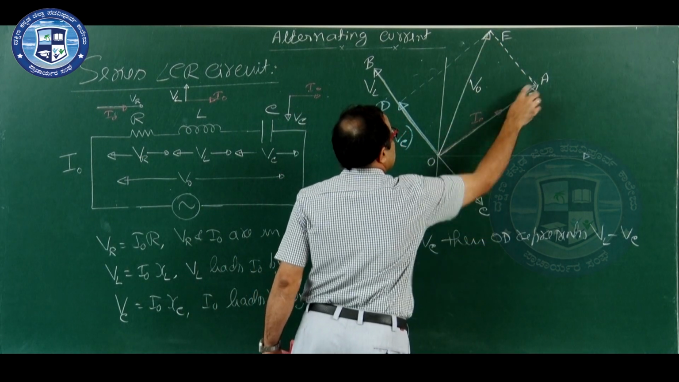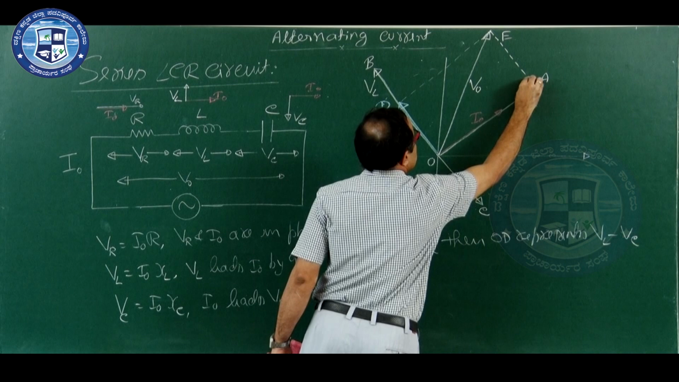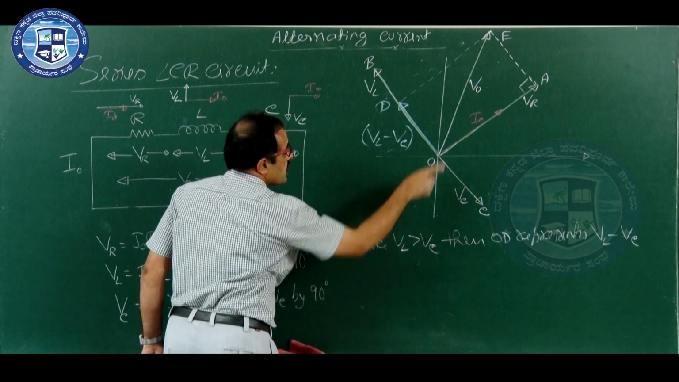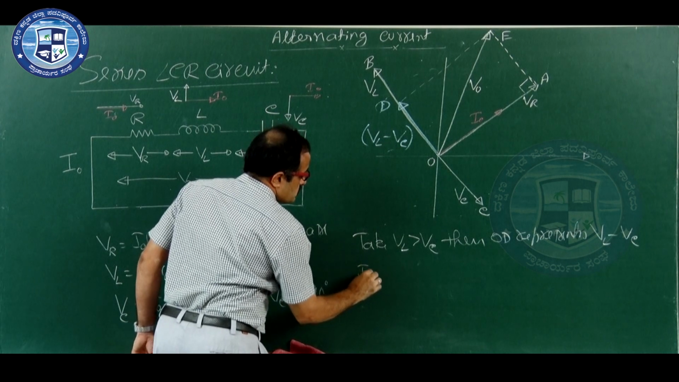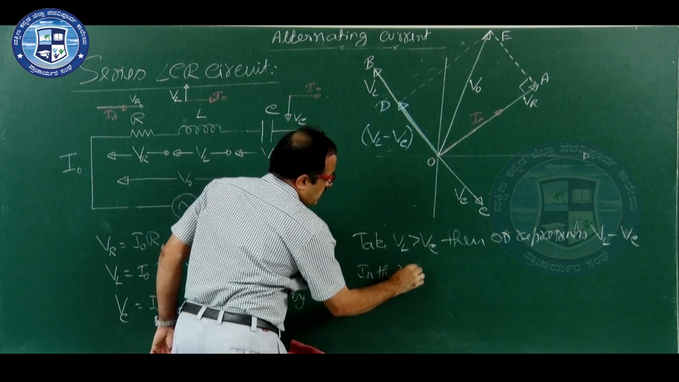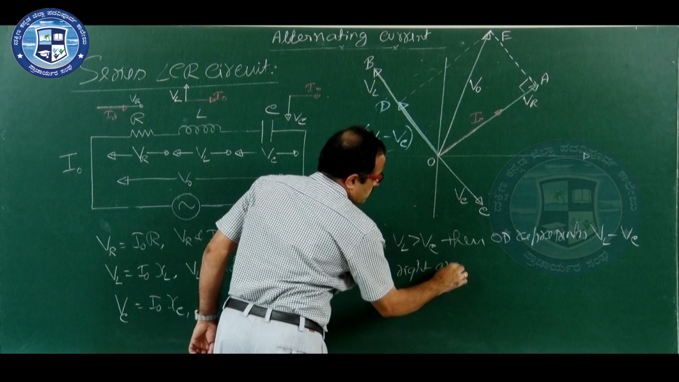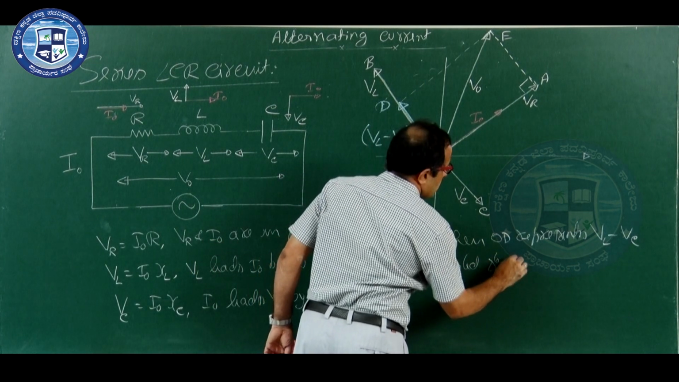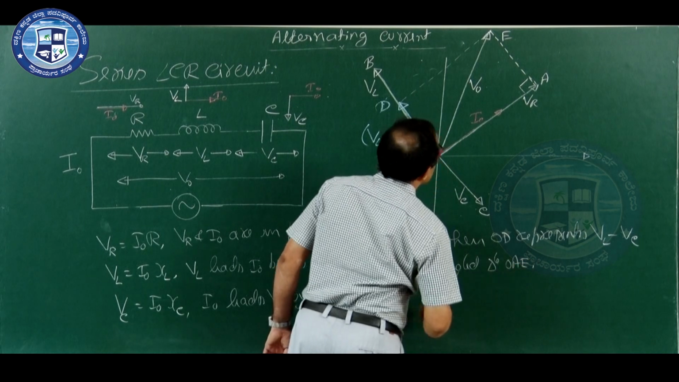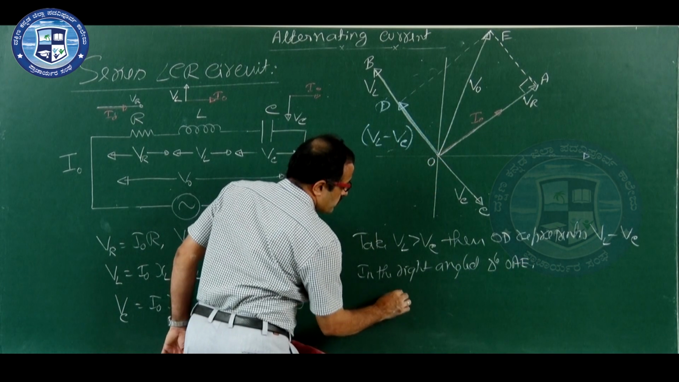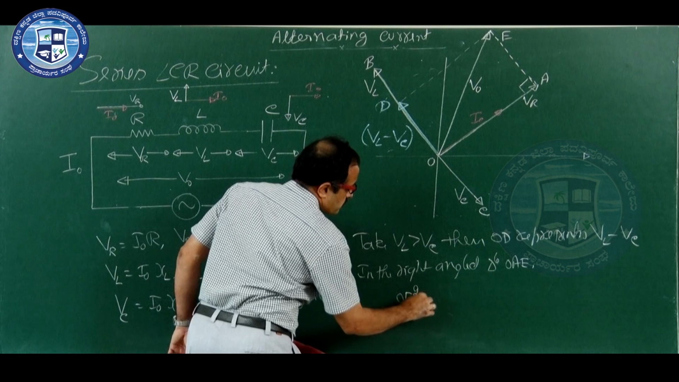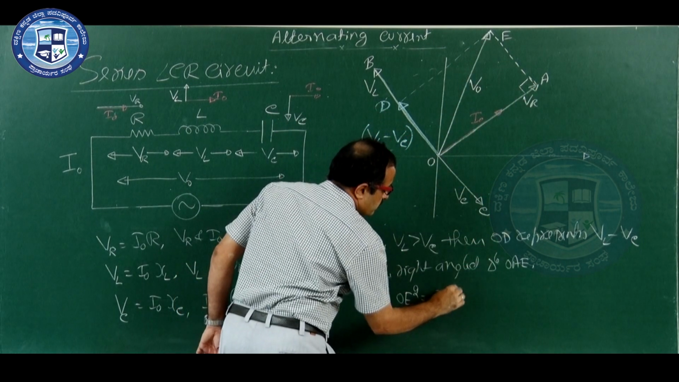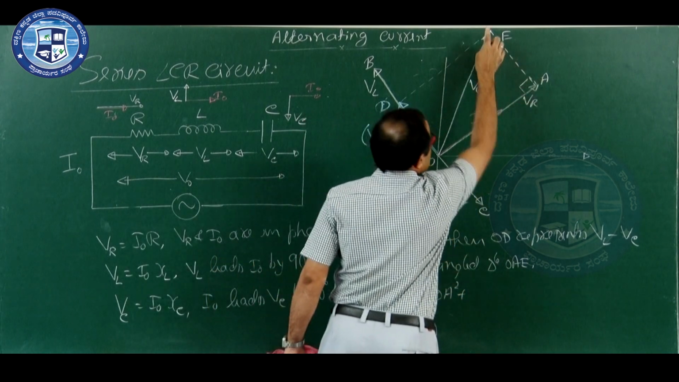OAE is the right angle triangle. So, now take that right angle triangle. In the right angled triangle OAE, OE square, according to Pythagoras theorem, OE square is equal to OA square plus AE square.